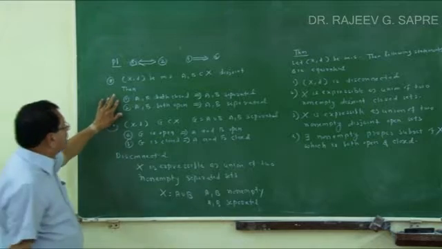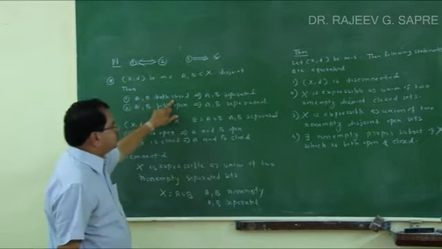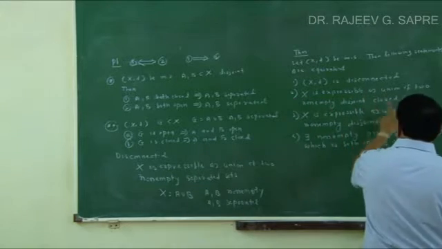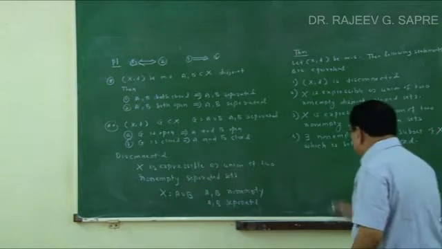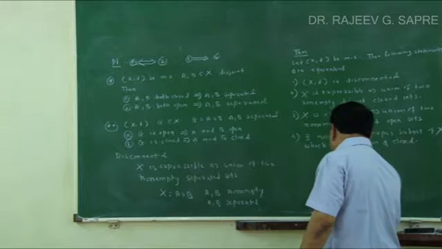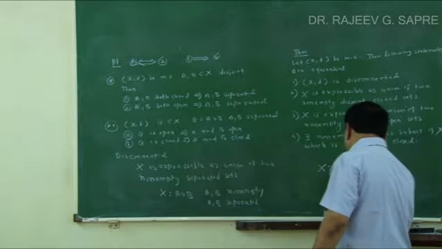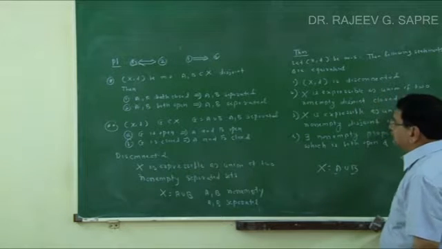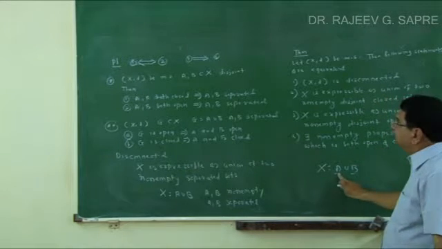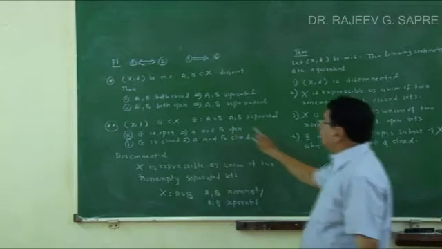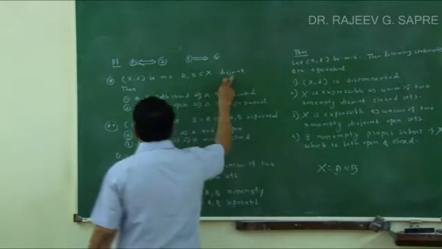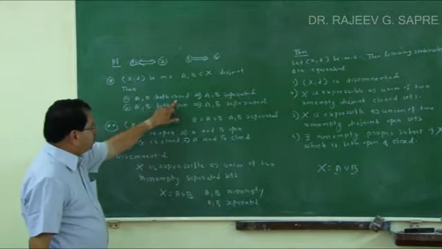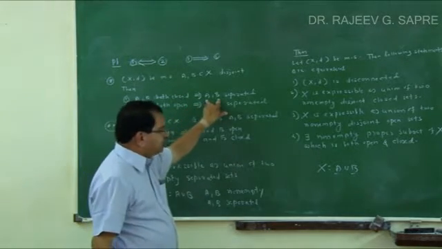See what is proved here. If A and B are both closed, here what is given? X is expressible as a union of two non-empty disjoint closed sets. So I am writing X as A union B. How are those A and B? Non-empty disjoint closed sets. A and B are subsets of X, disjoint, and both A and B are closed. Then we know A and B are separated.